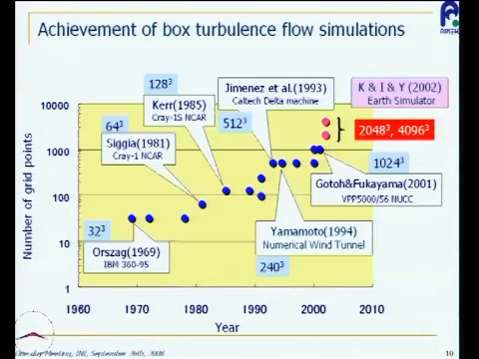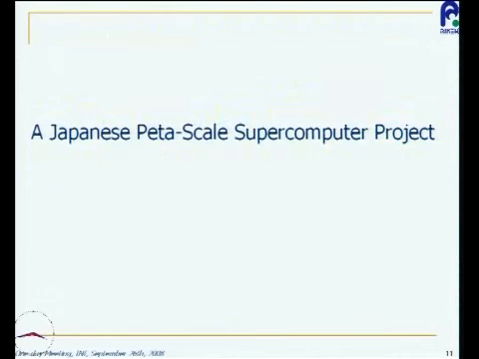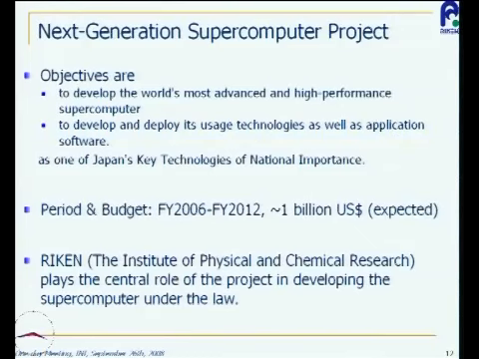And this graph shows the achievement of the box turbulent flow simulations. We made the largest simulation in 2002 on the Earth Simulator with Professor Kaneda and Ishihara. And we got a Gordon Bell Prize in SC 2002 by this achievement.